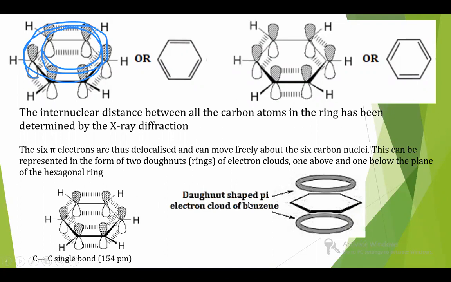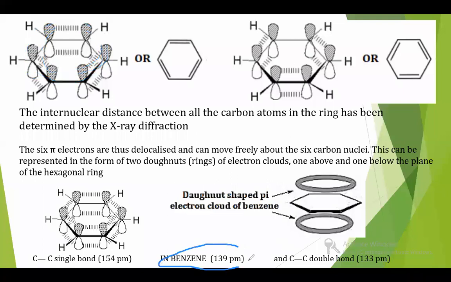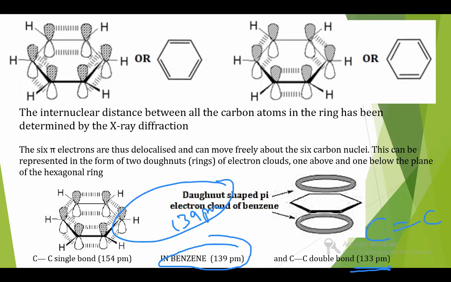We know that the carbon-carbon single bond length is 154 picometer, and the carbon-carbon double bond length is 133 picometer. But what we are noticing here is that in benzene it is 139 picometer, which lies in between the carbon-carbon double bond length and the single bond length.